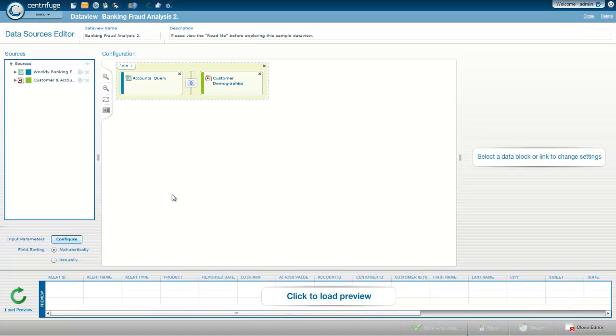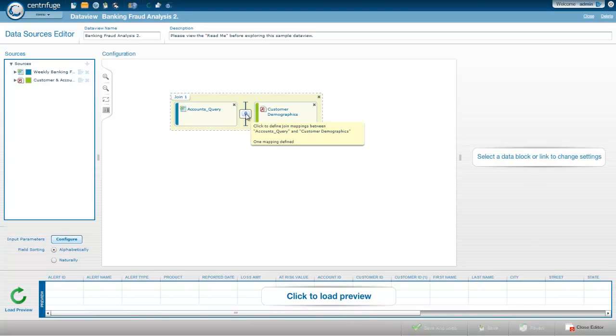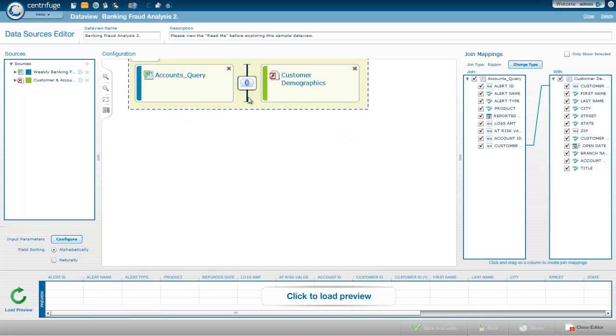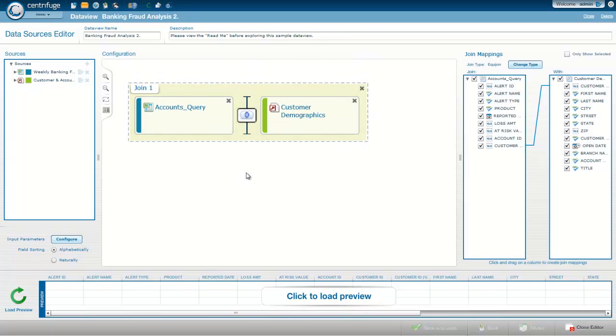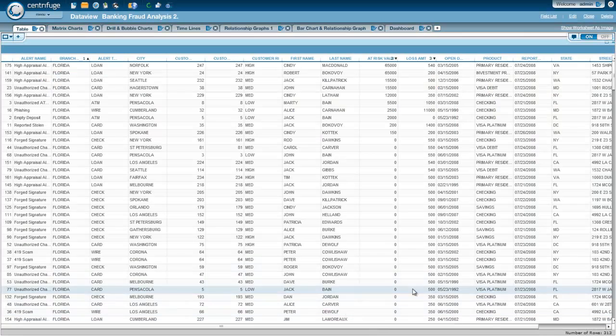without any heavy lifting. So in this case, we're looking at the fraud alerts, but we've also joined them to things like customer demographics, account officers, and branch names. You can integrate an unlimited number of data sources into your analysis.